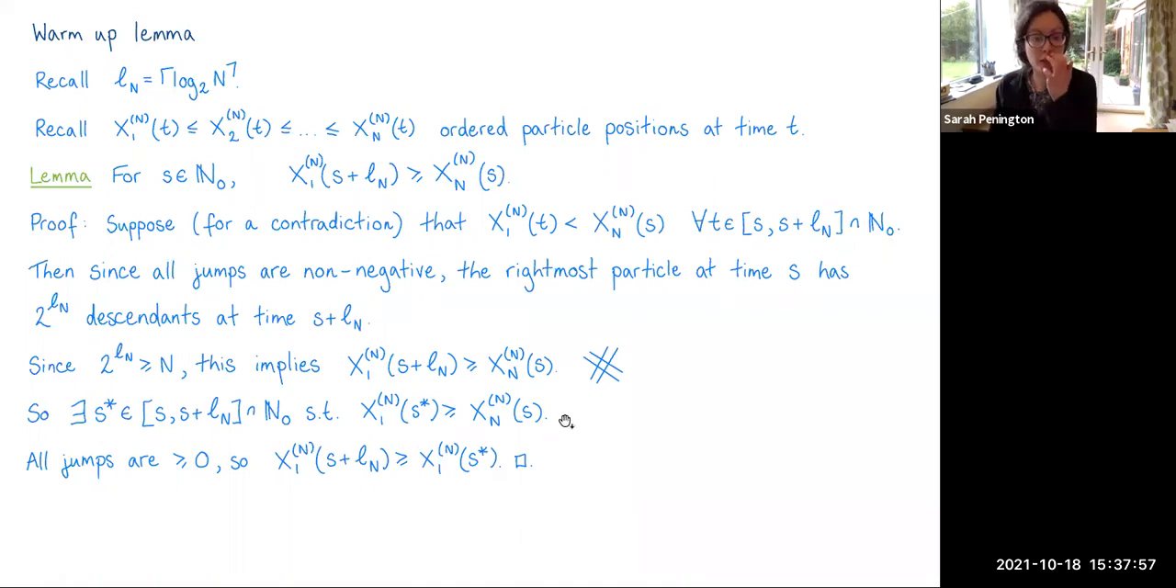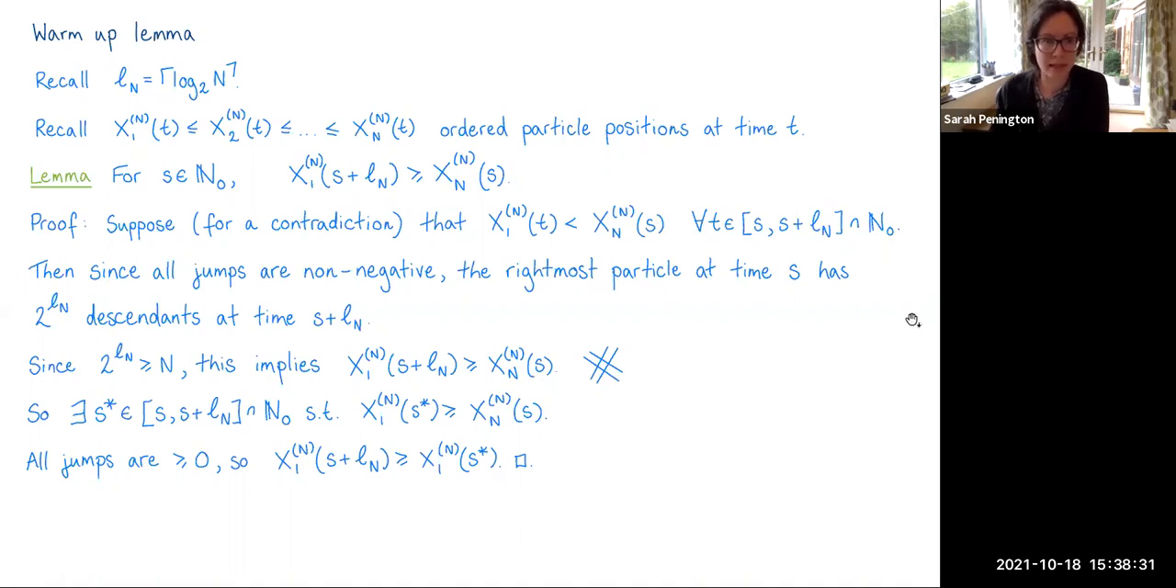But now we're done, because all jumps are non-negative. That means that the position of the leftmost particle at a later time s plus ln is at least the position of the leftmost particle at the earlier time s star. So in particular, x1n of s plus ln is at least this, which is at least xnn of s. So we've got this is at least this, which is the result that we wanted. So that's an easy result to show, but it's going to be useful to us later on.